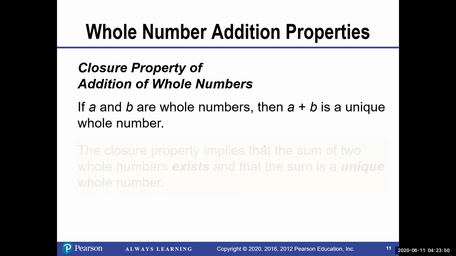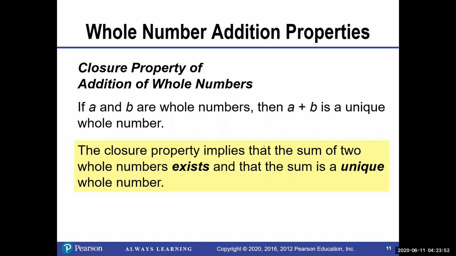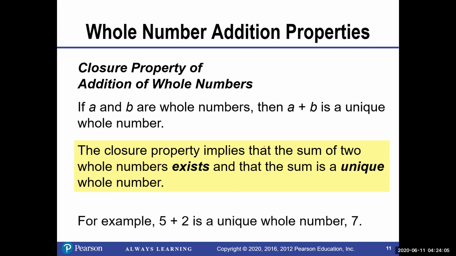And we shall be looking at some examples of that. Now, the closure property implies that the sum of two whole numbers exists, and that sum is a unique whole number. We will look at it again with examples. So for example, 5 plus 2 is a unique whole number, 7. This means that if I add two whole numbers, I must get another whole number.